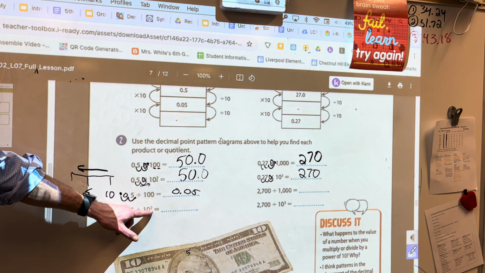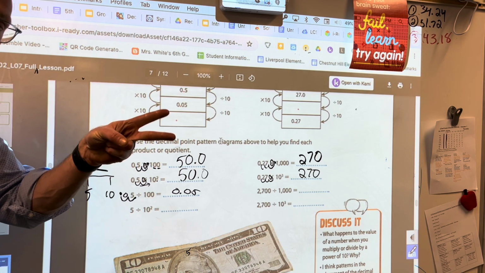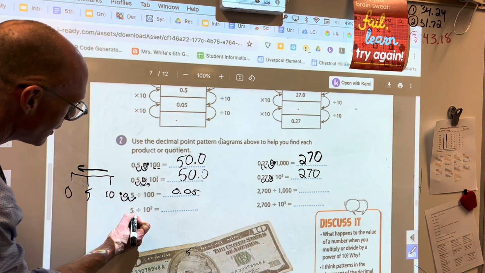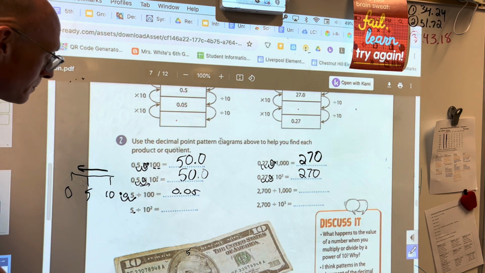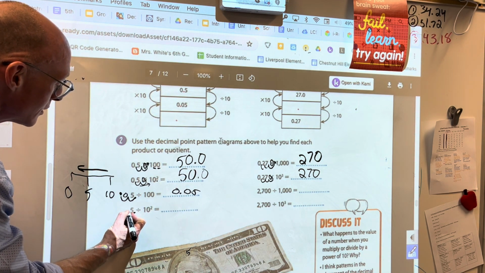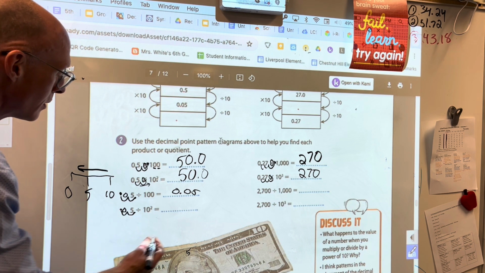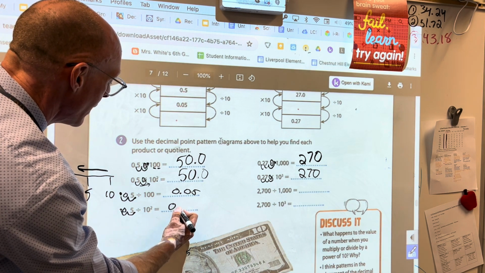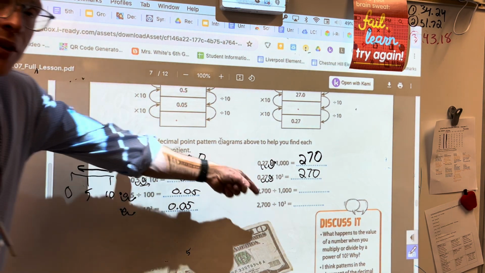Same thing with this. Check it out. It tells you 2. How many times are we going to move the decimal point? 2 times. Decimal point goes there to make it 5.0. We move it once, twice, bloop, bloop, 0.05. Let's go to the other side.